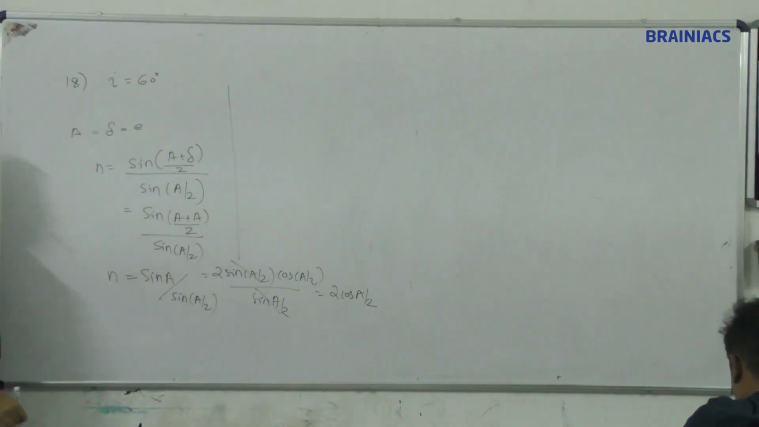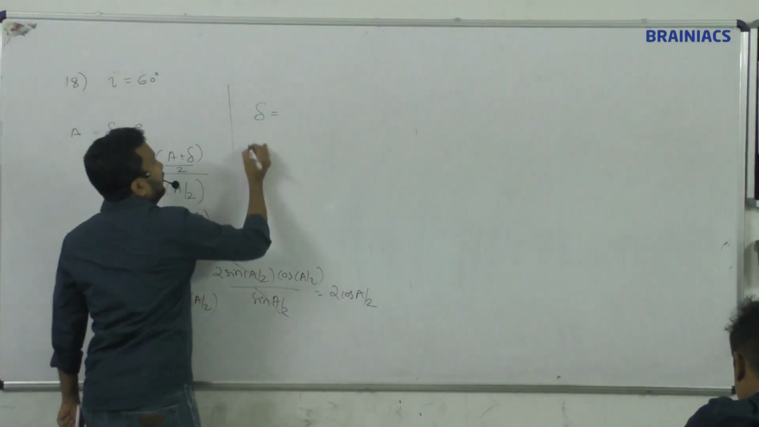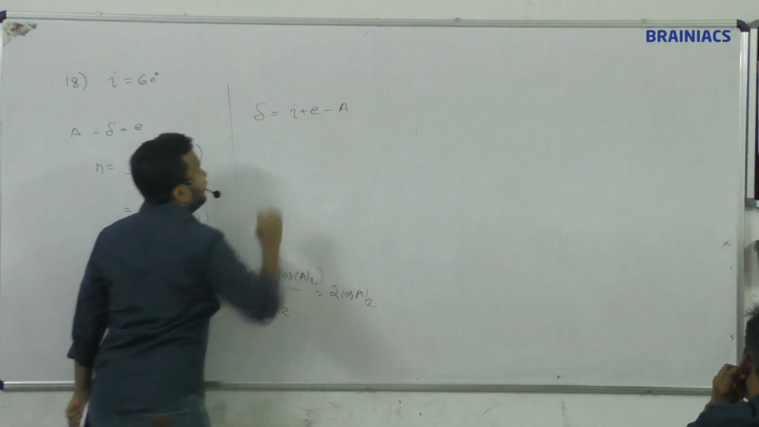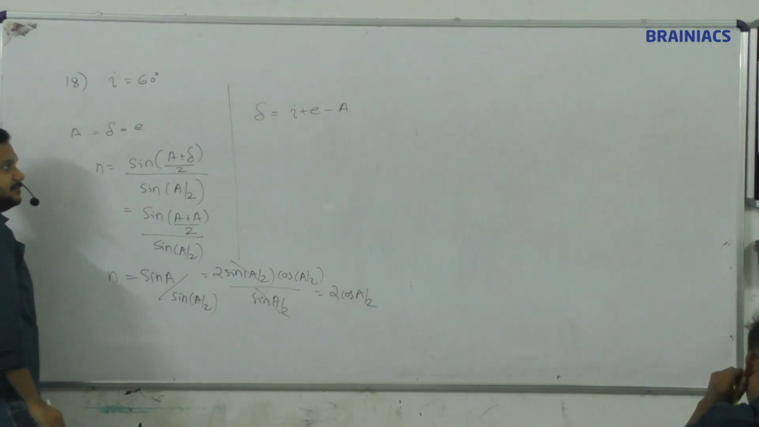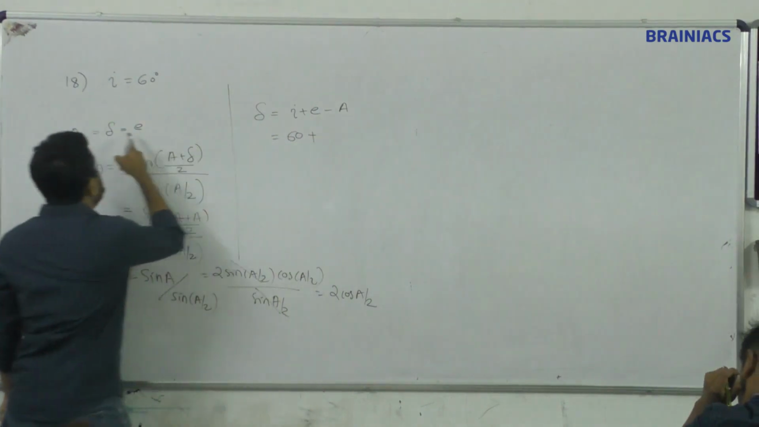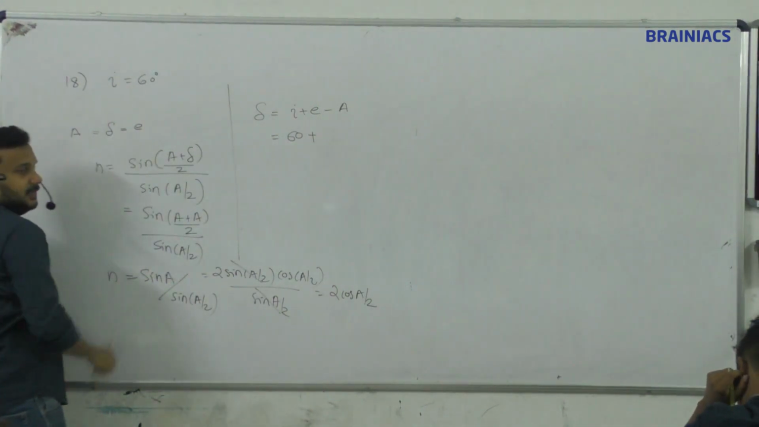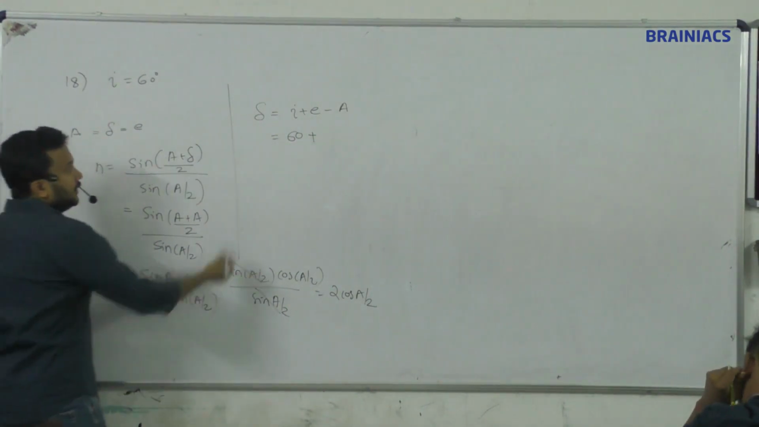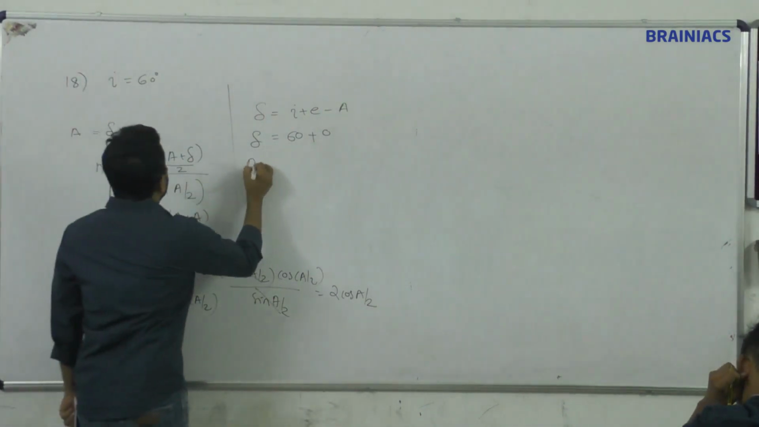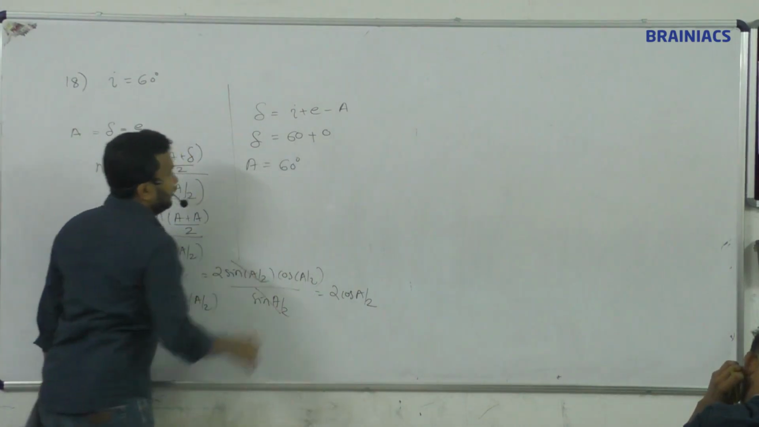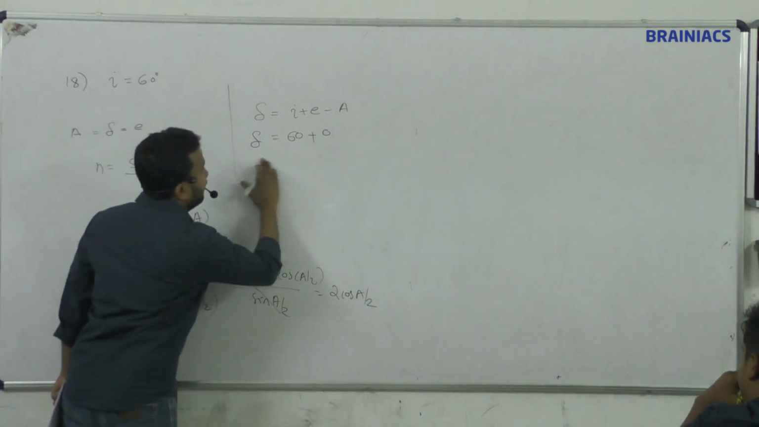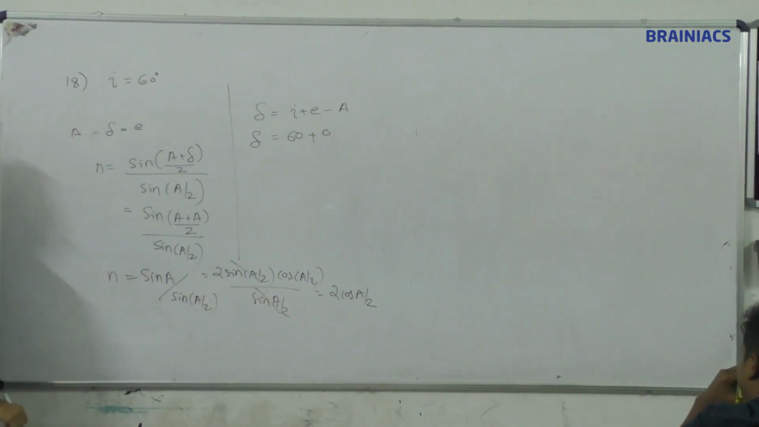Second option, delta equal to I plus E minus A. So what is delta from this one? I is 60 degree. Substitute. E and A are equal, means that will be 0. So delta equal to 60 degree. Prism angle is not given, right? Only delta is given. Delta equal to 60 degree.